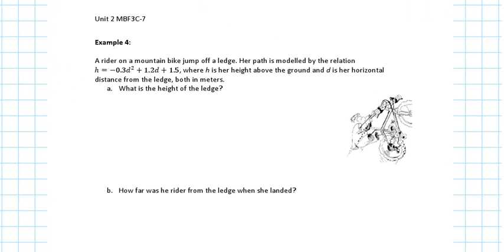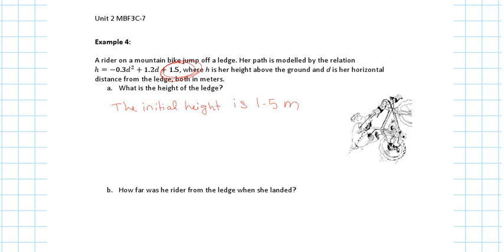We know that we're looking for the initial height, right? Because she's standing there. She's not moving yet. She hasn't jumped yet. And I can find the initial height using the standard form. It's already in standard form. I don't have to do any work. It's right there for me.